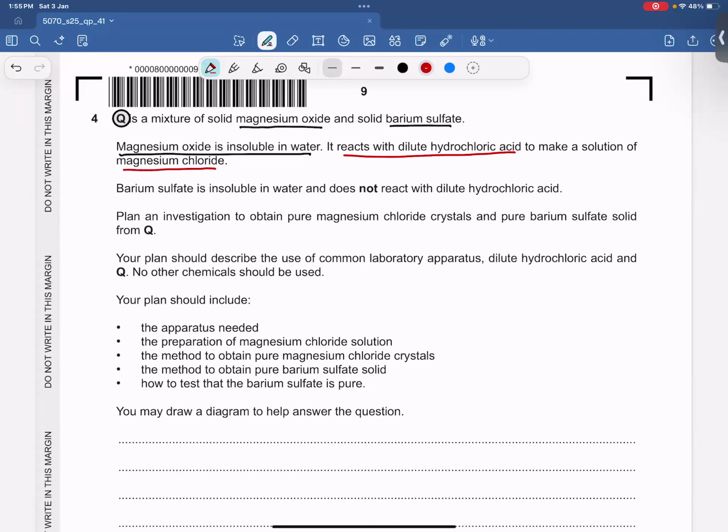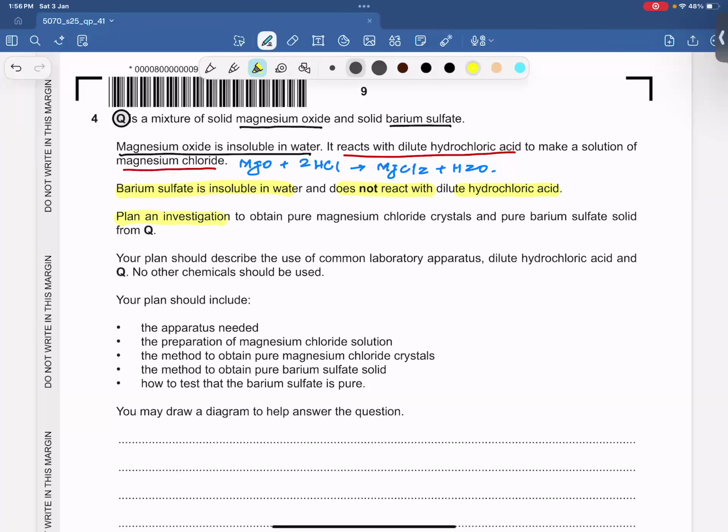So when magnesium oxide is dissolved in hydrochloric acid, the products are going to be magnesium chloride, that is the salt, and water. Okay. Barium sulfate is insoluble in water and does not react with dilute hydrochloric acid. So barium sulfate technically is insoluble in both acid and water.